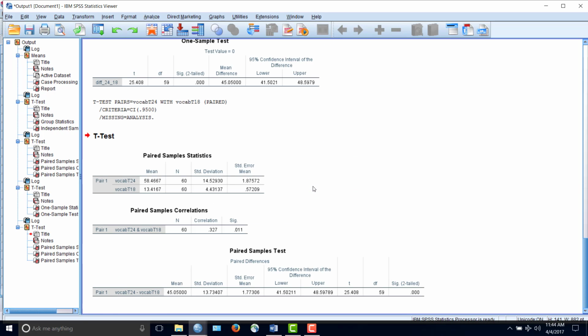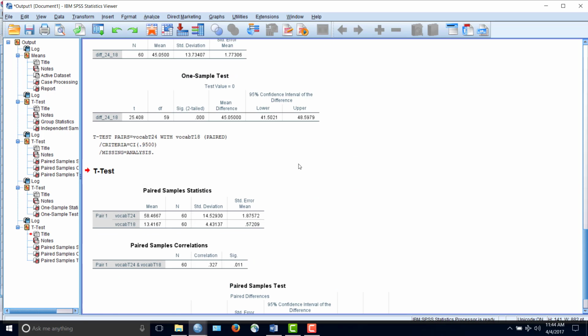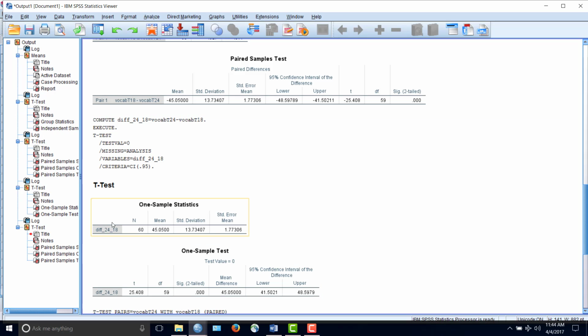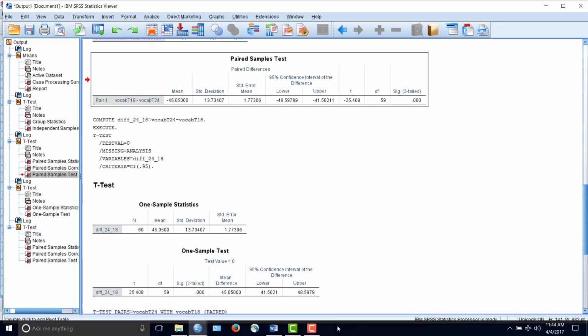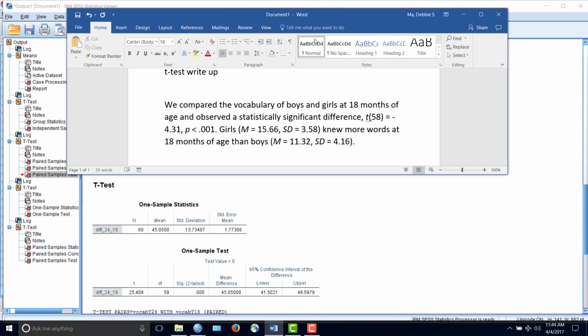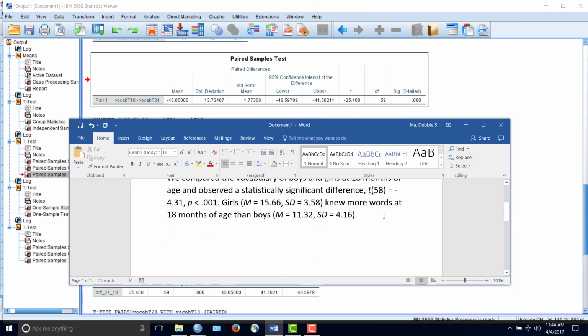Okay? So we're going to write this up. I just wanted to tell you about this, so maybe it gives you a little bit more conceptual handle on what exactly we're testing with this paired sample t-test. Okay, so I'm going to write up this paired samples t-test here.